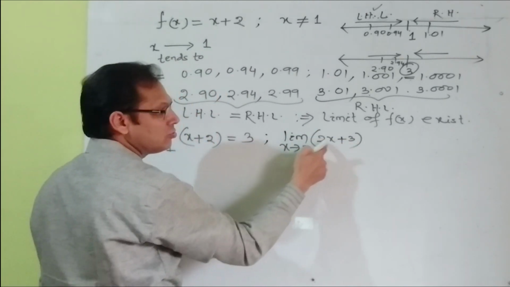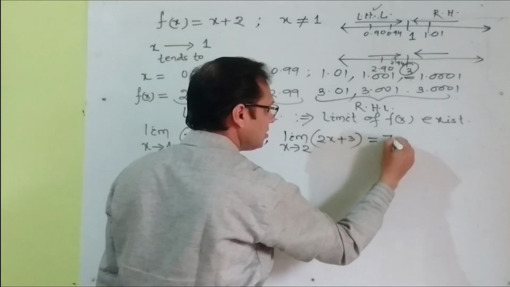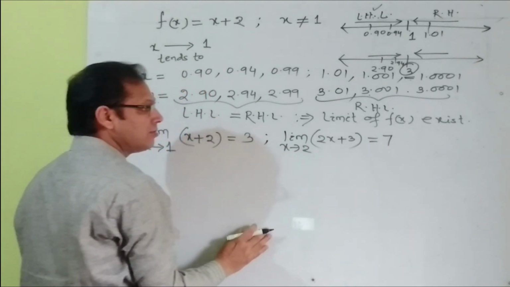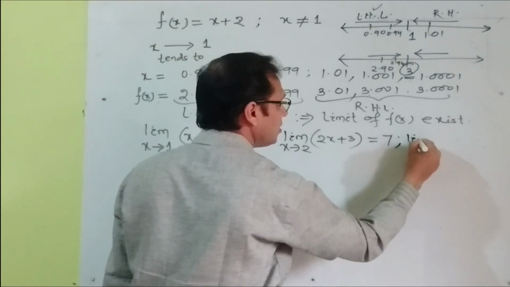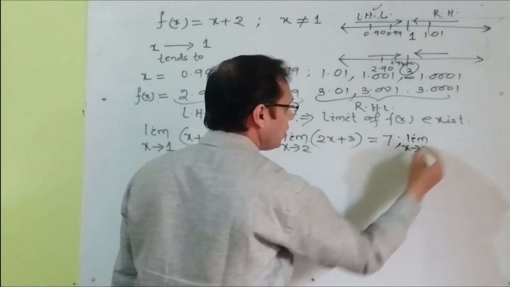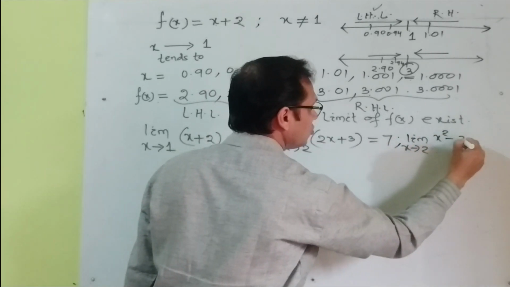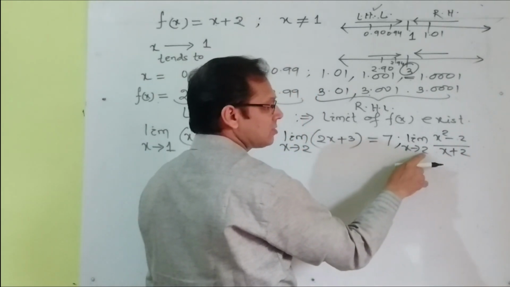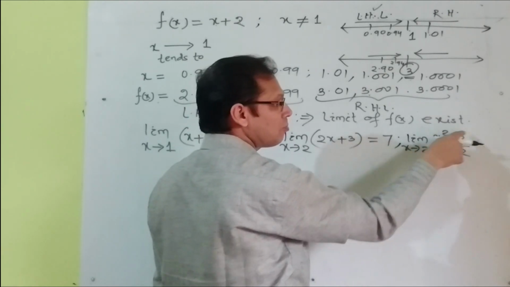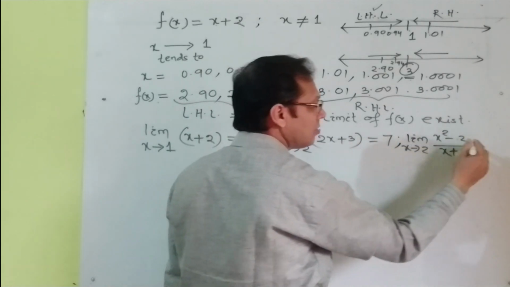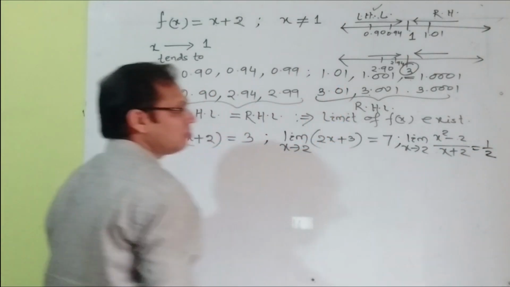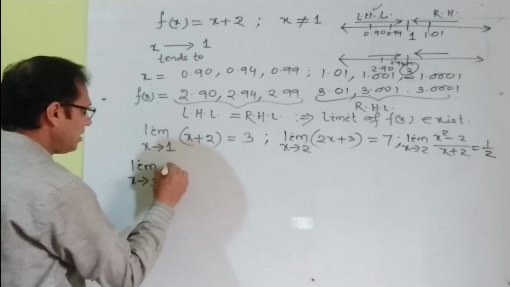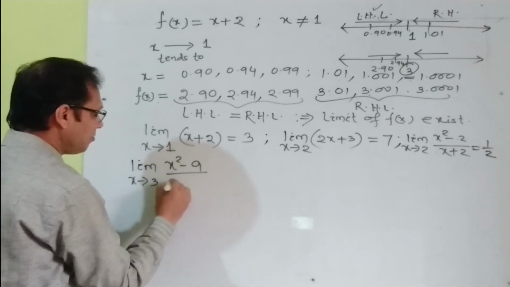What is this value? 2 plus 4 plus 3, so it will approach 7. So this is the approaching value or limiting value. If we take limit x tends to 2 of (x square minus 2) by (x plus 2), what about this? x square is 2 square, which is 4, 4 minus 2 is 2, 2 by 4, that is 1 by 2.